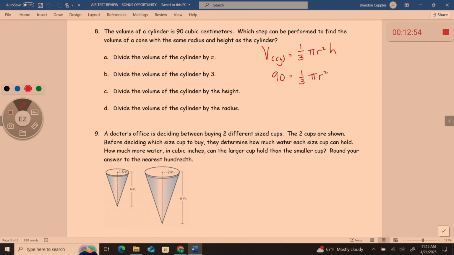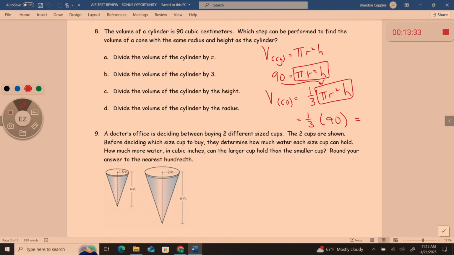Now, I wrote that wrong. I got thinking about a cone. This is the volume of the cylinder. Now, the volume of a cone, I'll put volume CO, is 1/3 pi r squared h. So what I notice here, guys, is that this 90 is the same as this down here. So if I go ahead and plug in the 90 for that, I get 1/3 of 90, which will be 30 cubic centimeters.